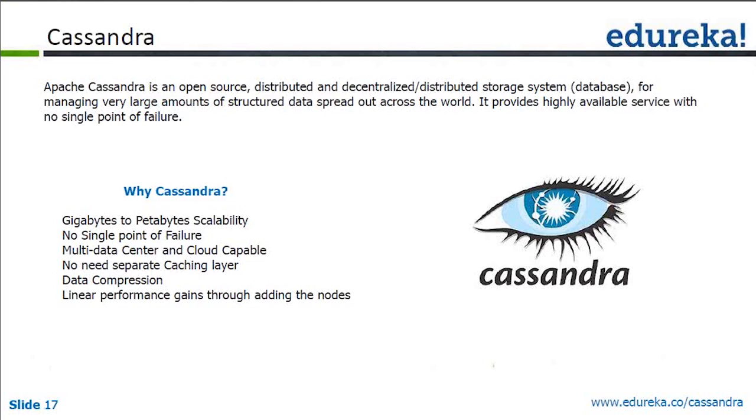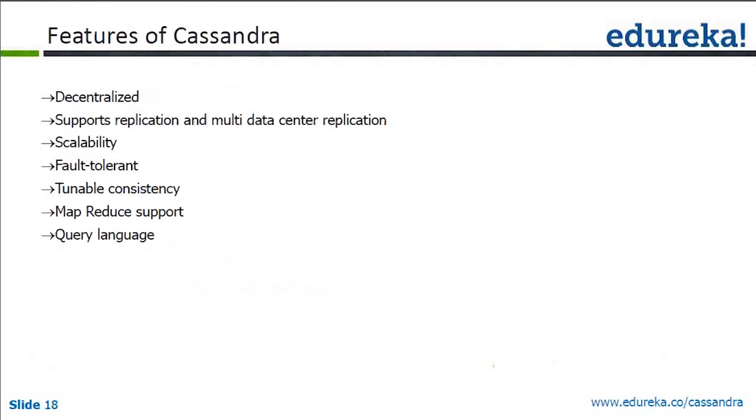You don't need a caching layer. These databases also have inbuilt data compression utilities. And then they are also cloud compatible. Nowadays, every organization is opting for cloud, so all these technologies should be supporting the cloud. So Cassandra is one among them.